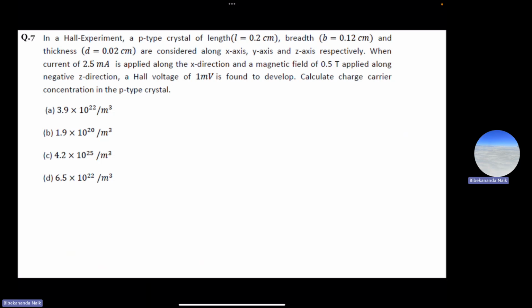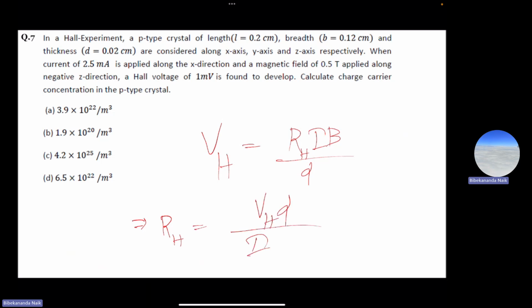So the Hall voltage is given by V_H equals R_H I B divided by d. So R_H is the Hall coefficient, I is the current, B is the magnetic field, and d is the thickness. So if you put the values, R_H is the only unknown, so R_H will be V_H d by I B.